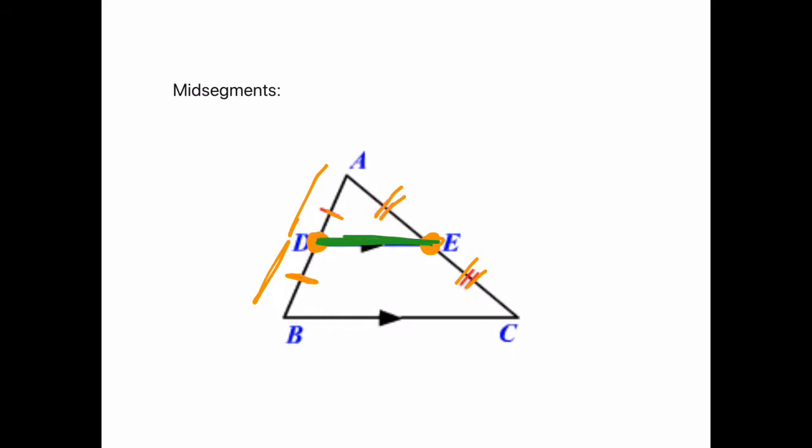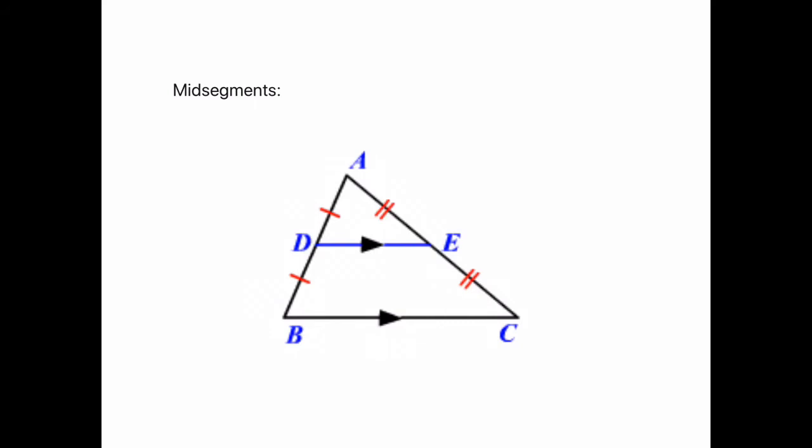You can do that for any of the sides of a triangle. There are actually 3 mid-segments in a triangle. I drew in the midpoint here of F, and BF and CF are the same, so you can draw this mid-segment here, EF, and you can also draw the mid-segment DF as well.